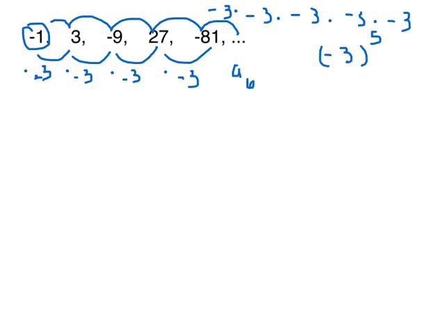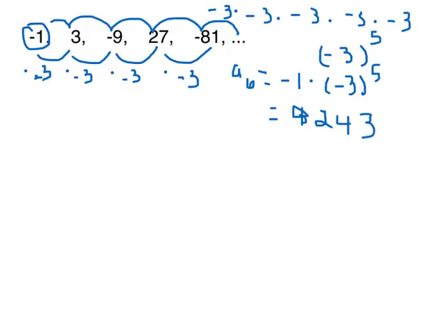So to find the 6th term, I would start with negative 1, and I multiply by negative 3 five times, and I would get the answer. And the answer in this case would be a positive number, 243. It's a positive number.